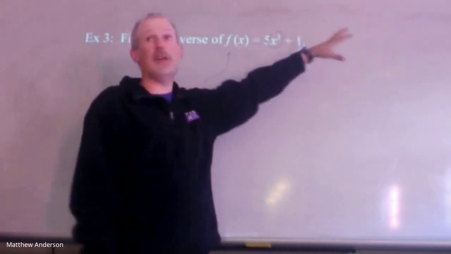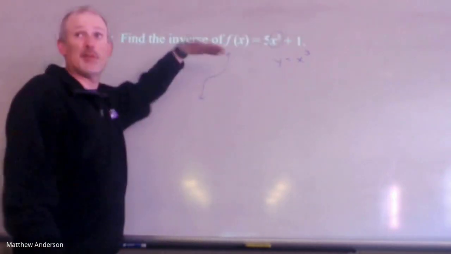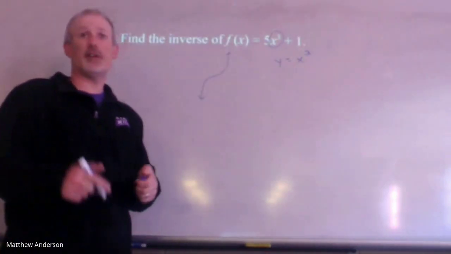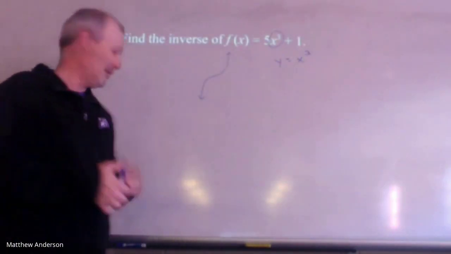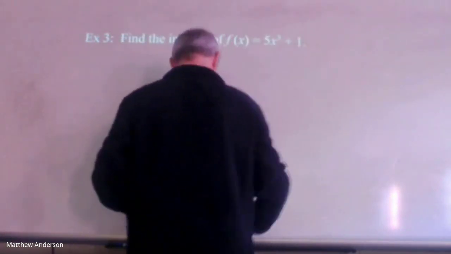And then what does this one do? Actually, it's separate from the x's, so it's going to move it up 1. If we move it up 1, will it still pass the horizontal line test? Yeah, so this one's one-to-one. We don't have to worry about limiting it in any way, and so we can just do the work of finding the inverse.